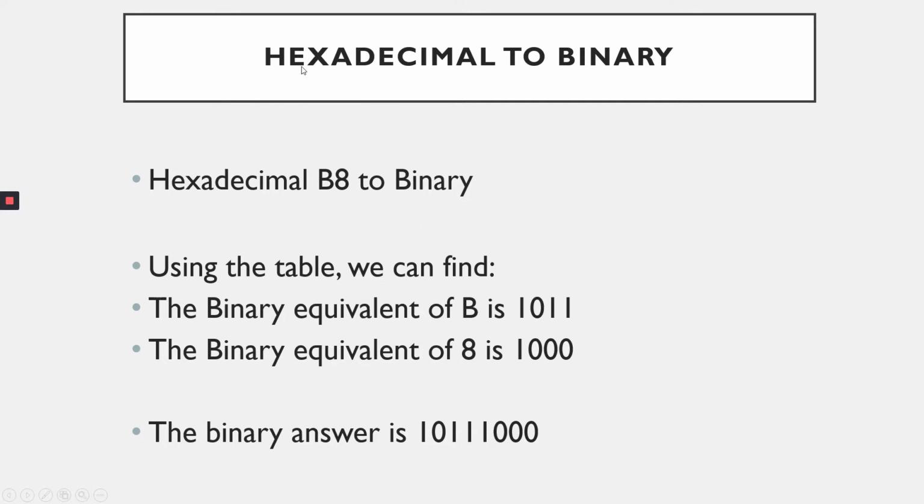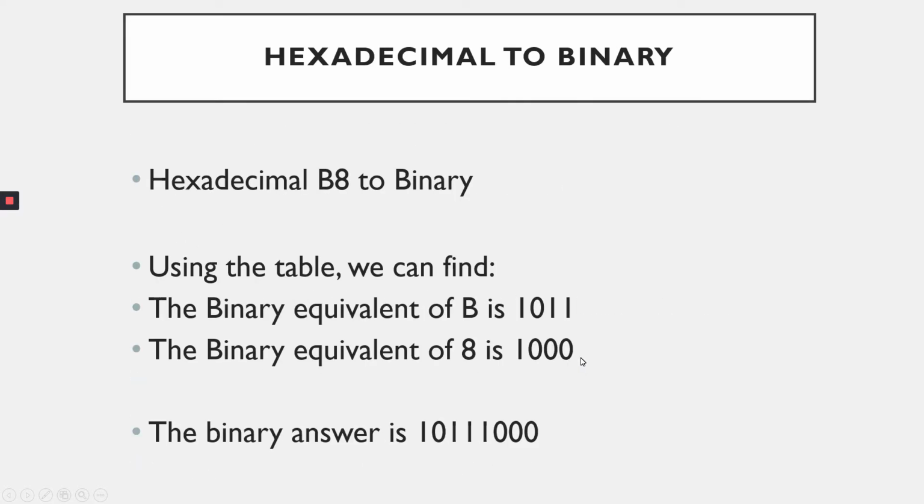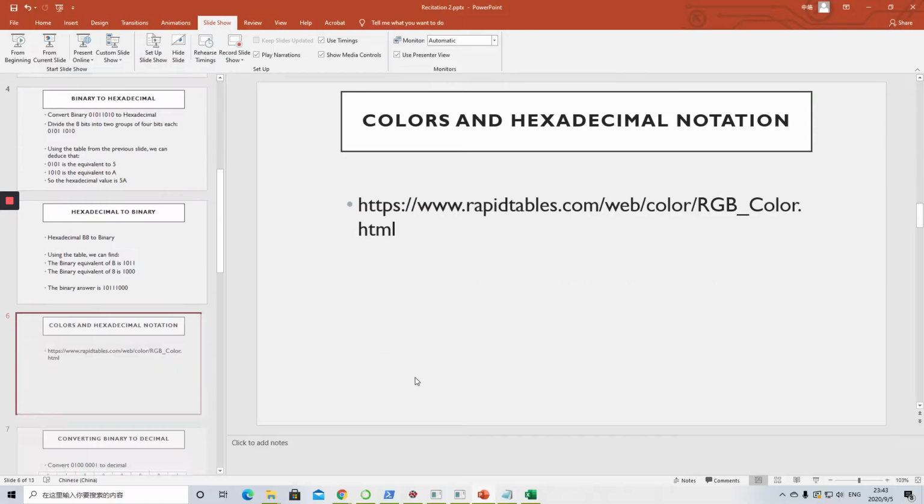This time we need to convert hex to binary, and the hex number is B8. Okay, B8. B in the hex column, let's go find it in the binary column. So it is 1 0 1 1, and 8 is 1 0 0 0. So the final answer is going to be 1 0 1 1 1 0 0 0. Right? Yeah. Let's go to another website.